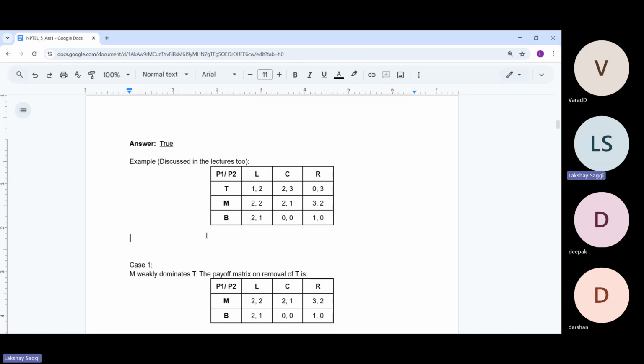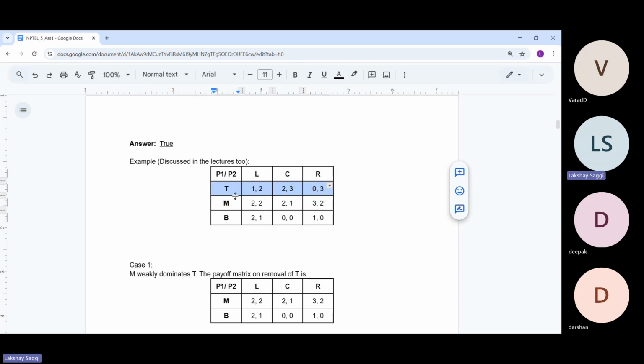So Darshan, what we were discussing was this: initially we were given this 3 cross 3 payoff matrix, and now let's see if we can identify some pair of strategies where one weakly dominates the other, and then remove the weakly dominated strategy. Let's see what we get by removing some strategies, and which solution we arrive at. So in case one, we first identify that the strategy M weakly dominates the strategy T.